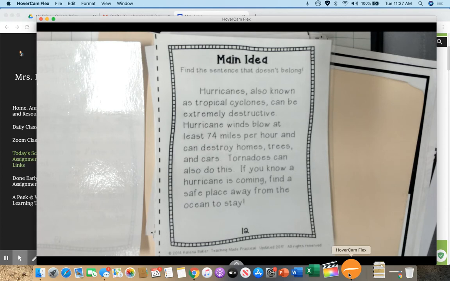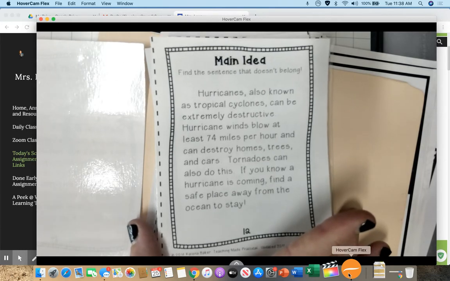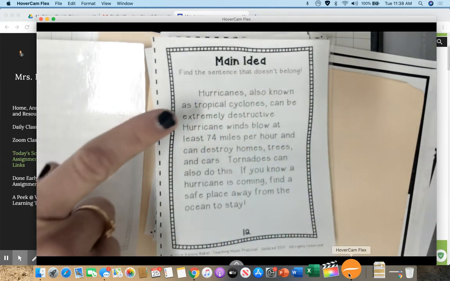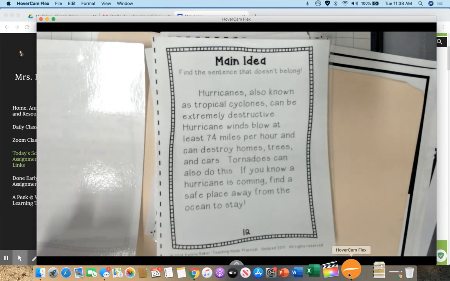All right, so what's the main idea? The main idea of this passage is all about hurricanes being dangerous. Because we know that's the main idea, which sentence does not belong? So take a moment and find it.